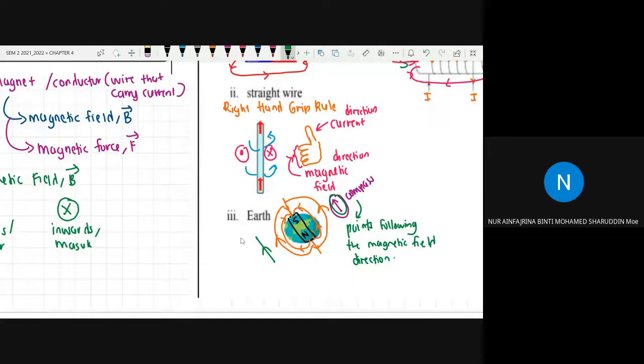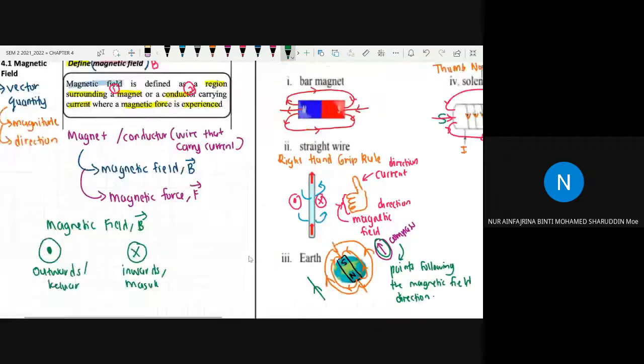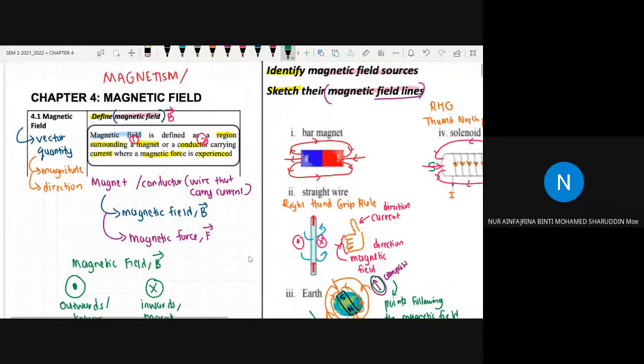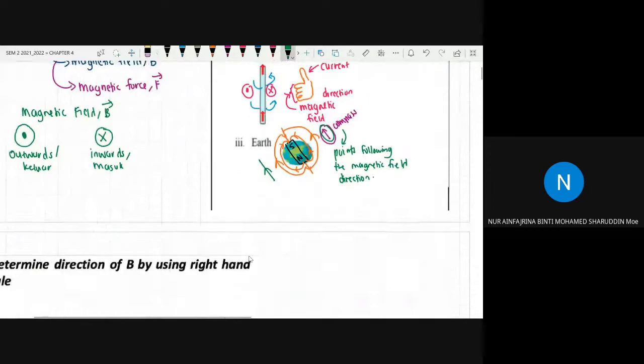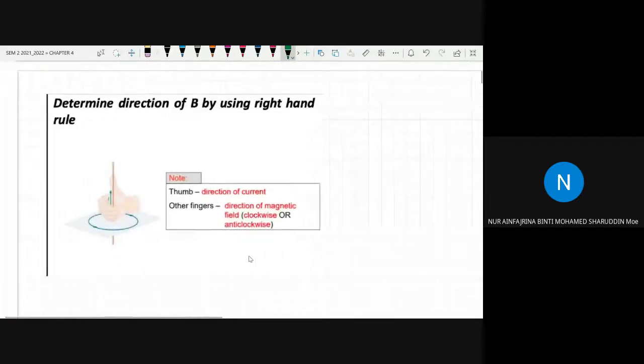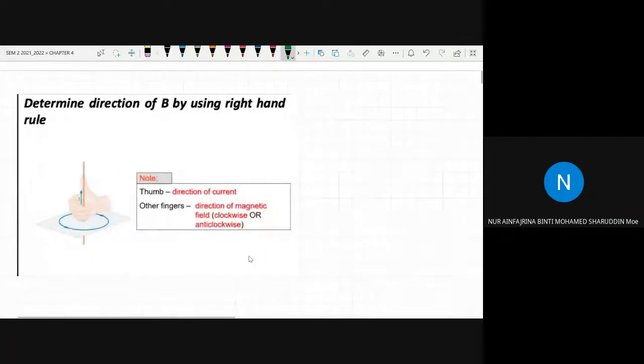Okay, that's all for identifying the magnetic field and sketching magnetic field lines. Okay, may I proceed with the second learning outcome? Kids, may I? Yes, please. Okay, I will. Okay, now is the next part.